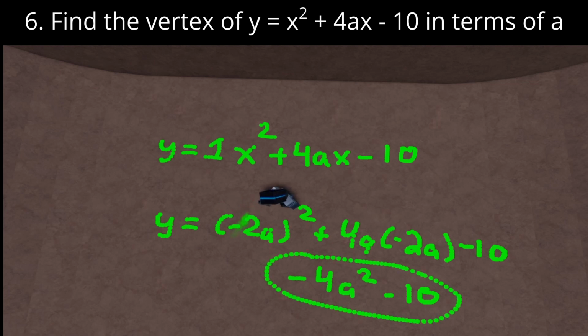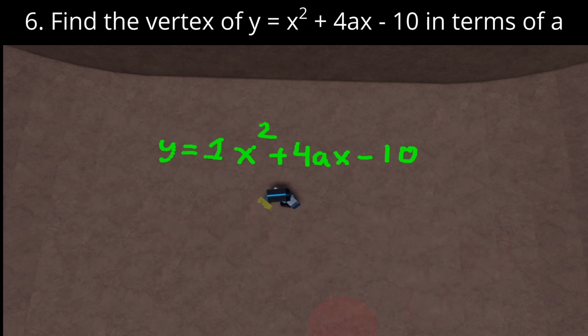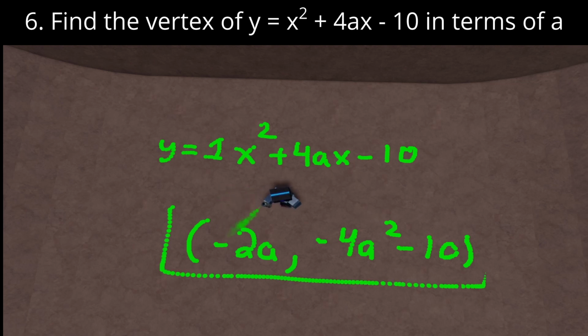So now let's write the total vertex. So our vertex is minus 2a. That was our x-coordinate that we got from doing minus b over 2a. And then when we plug that back into the equation, we got that the y-coordinate of the vertex was minus 4a squared minus 10. And just like that, we have found the vertex in terms of a. Let's go to the next one.